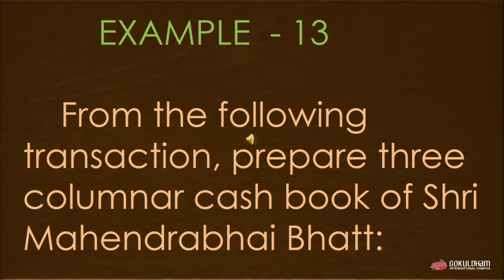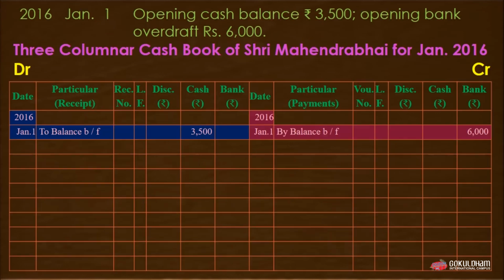It means in the cash book, on both sides these 3 columns will come. At the receipt side, it means the debit side, and at the payment side, it means the credit side, these 3 columns come altogether. Okay. Now let's start this example.